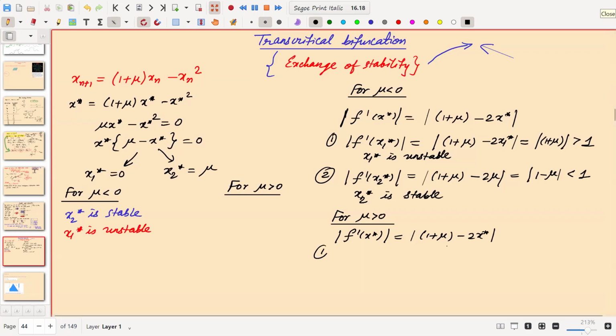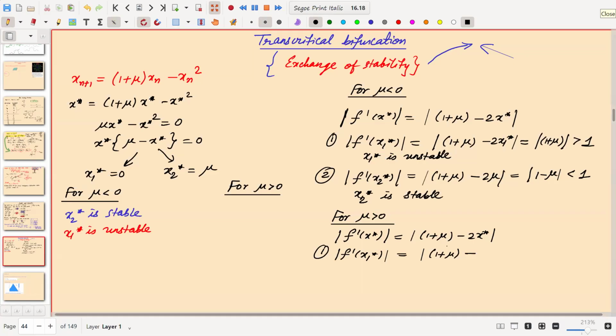Okay. So first is the derivative at x1 star. So it will be 1 plus mu minus, yes? Any ideas? I think I did something wrong, isn't it? Are you seeing where I did something wrong? I mean, this is why I tell, don't always believe me. Where did I go wrong? Anyone who will tell?